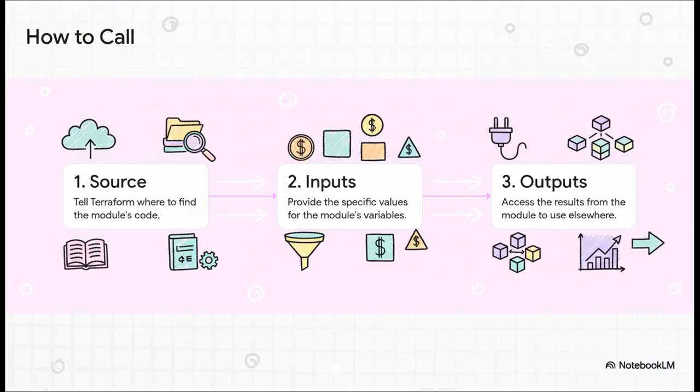So, calling a module really just comes down to these 3 things. First, you've got the source. This just tells Terraform, hey, the code for this module lives over here, usually in a local folder. Simple. Second, you provide the inputs, which is where you pass in all those specific values for the variables. And third, you can access the outputs to use the results from your module in other places, like grabbing a database address to give to your web server.